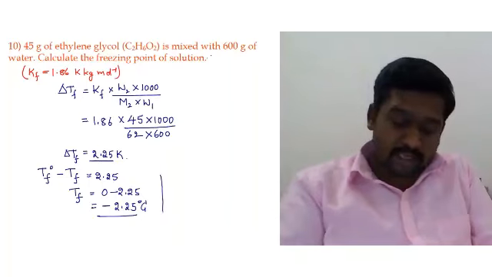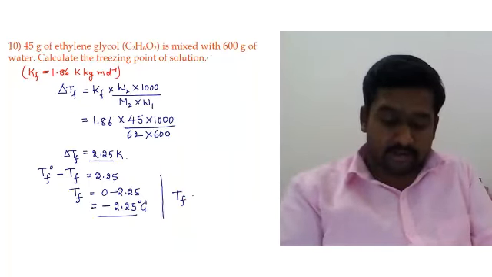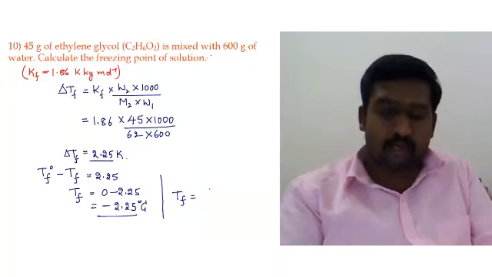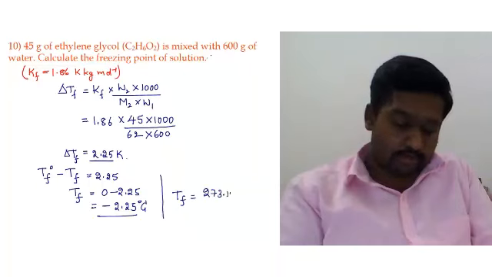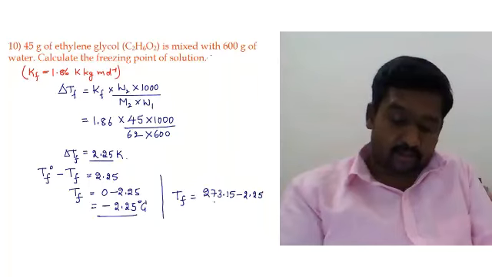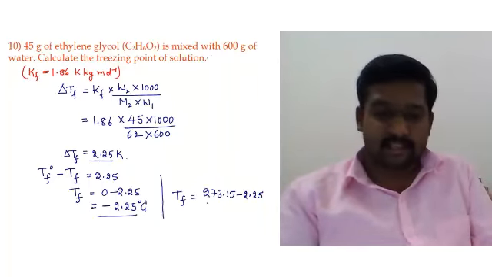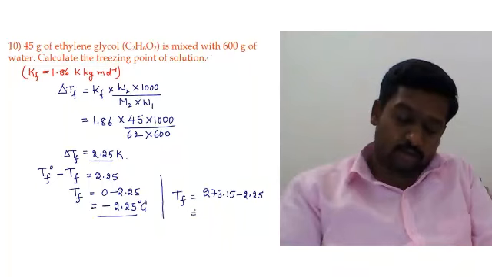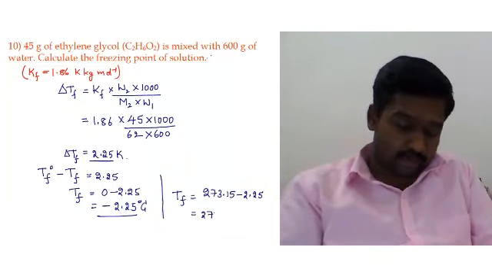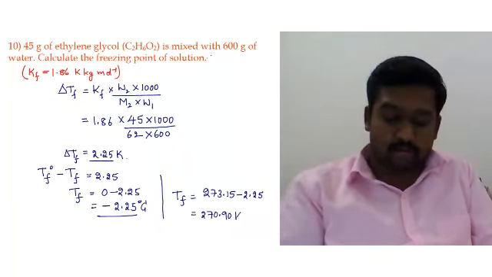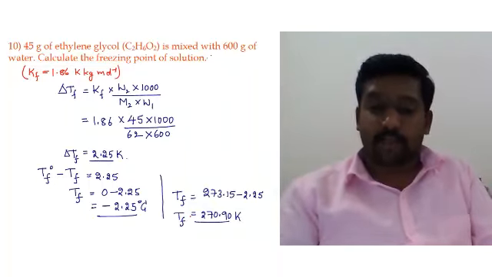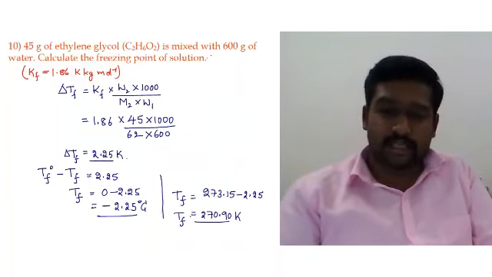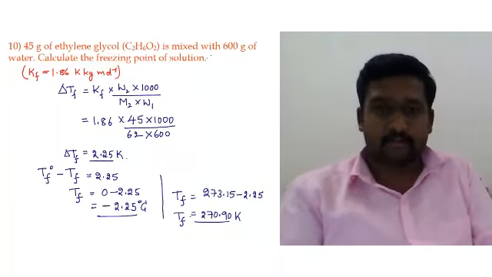If you want to express the final answer in Kelvin, just add 273.15 to this value, that is 273.15, and add the value minus 2.25. Of course, even if I say add, since there is a minus in the value, I will get the answer as 270.90 Kelvin. So this is the final answer. The freezing point of solution will be 270.90 Kelvin, less than 0 degree centigrade.